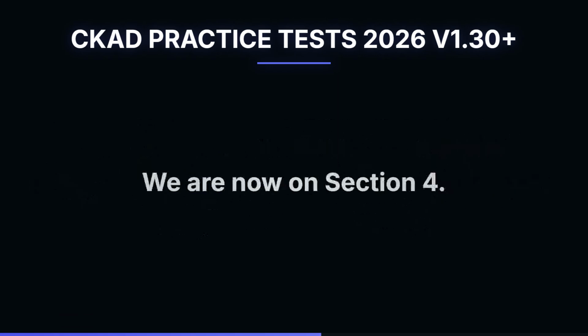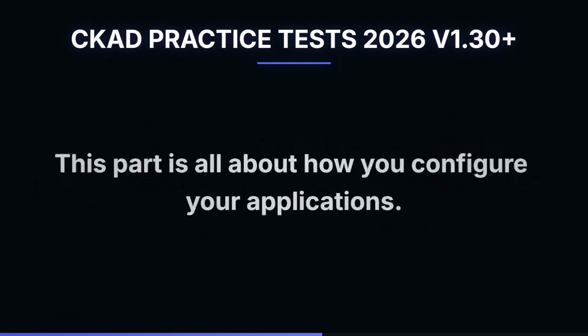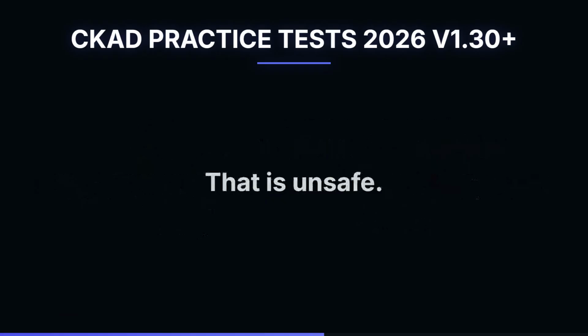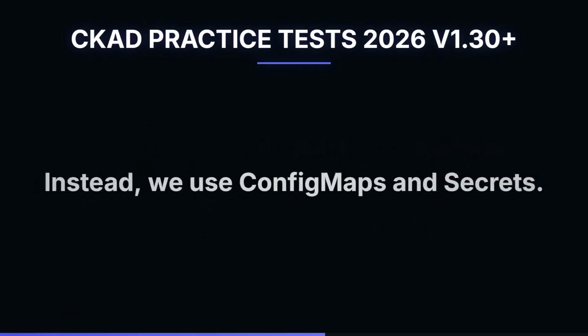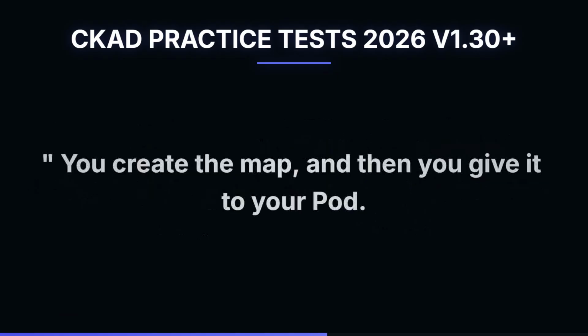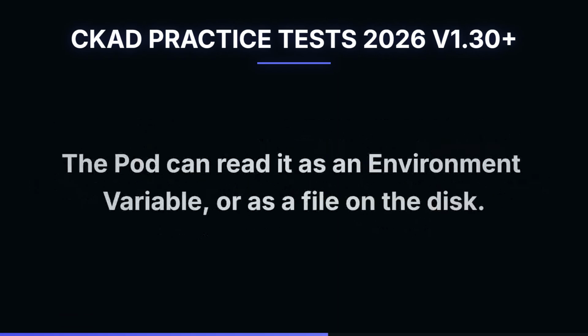Welcome back. We are now on section 4. This part is all about how you configure your applications. You never want to put passwords or settings directly inside your code. That is unsafe. Instead, we use ConfigMaps and Secrets. Think of a ConfigMap like a list of settings. You create the map, and then you give it to your pod. The pod can read it as an environment variable, or as a file on the disk.